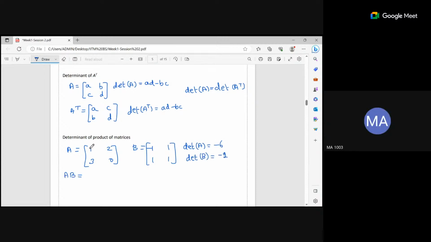See, 1 into 0 is 0 and then 3 twos are 6. Minus 6 is the determinant, right? 1 into 0 is 0, right? Yes, sorry. Okay, fine.